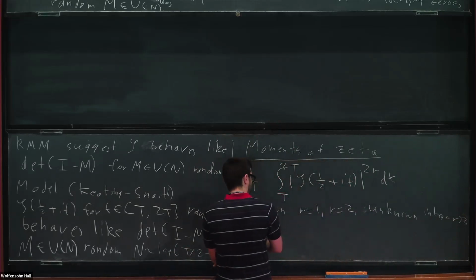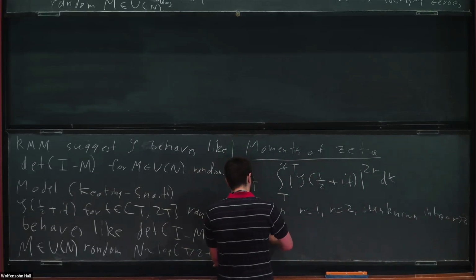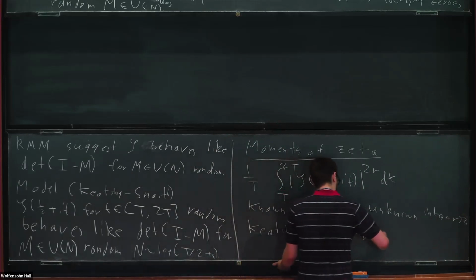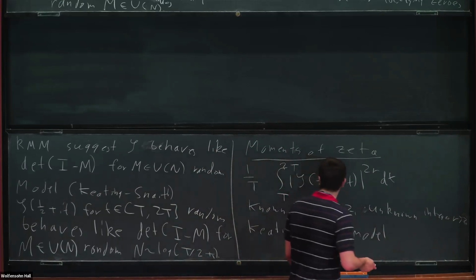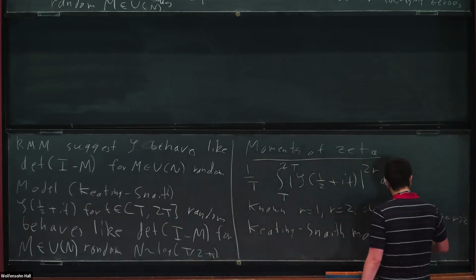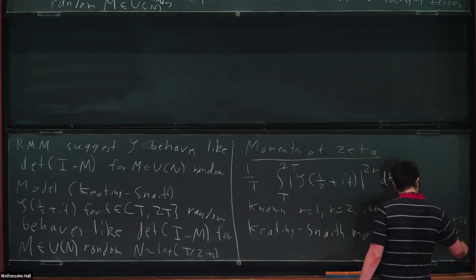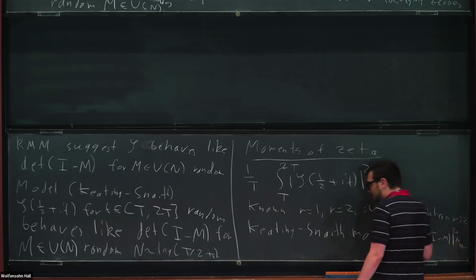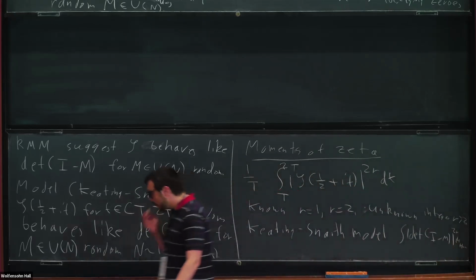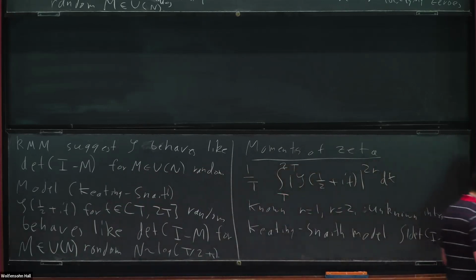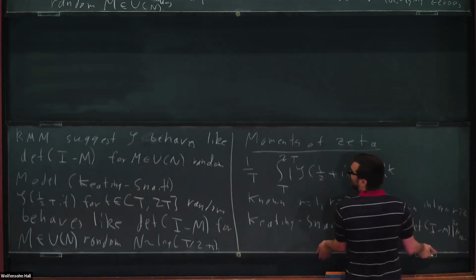And so for the Keating and Snaith model, you look at the integral of the absolute value of the determinant of I minus M, to the 2r, against Haar measure. By the way, when I'm talking about random matrices, I always mean random according to Haar measure. You could, of course, consider random matrices according to other kinds of measures, but for the first part of the talk, I'm only going to be talking about Haar measure. But for the second part of the talk, it will be different.